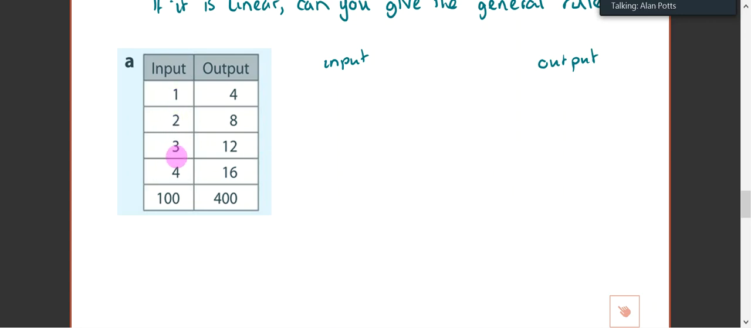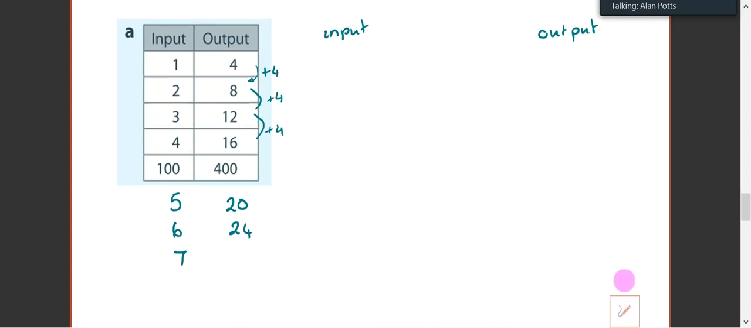Well, look, if I go one up in the input, what happens to the output? It's adding plus four, plus four, plus four. Now, just because I jumped to 100 doesn't mean it's not linear. What would 5 be? It would be plus 4. It would be 20. Aaron, what would 6 be? 24. What would 7 be, Alyssa? 28. Do you not see it? We've just added 4 on each time. Yes, Maddie. The next one would be 32, so 8 would be 32.